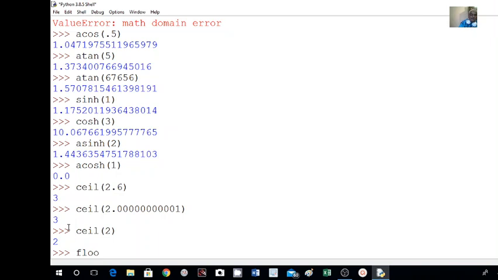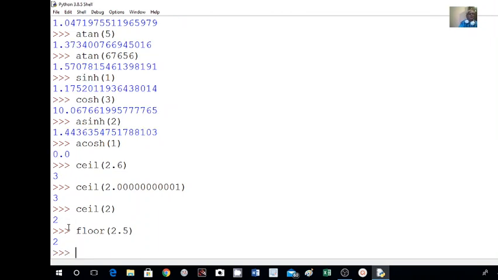Similarly, floor functions are there. The floor function is the greatest integer less than or equal to x. Flooring means the previous integer here. So floor of 2.5 must be equal to 2, I think. Okay, this is equal to 2. Floor.